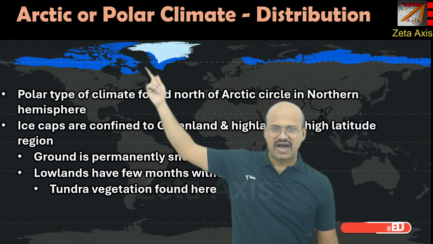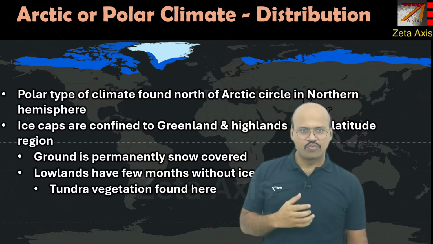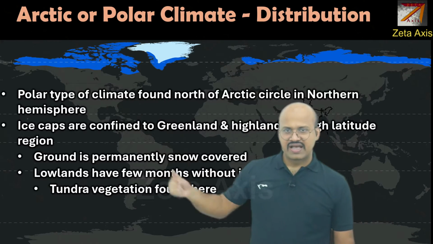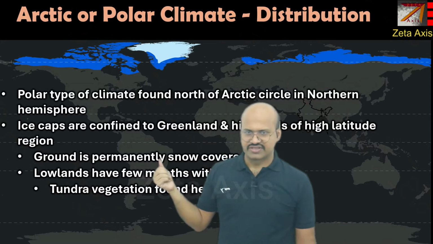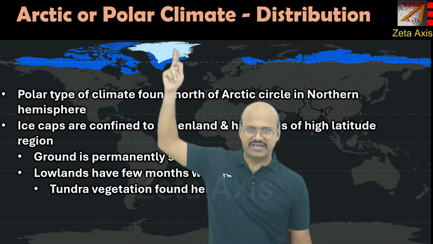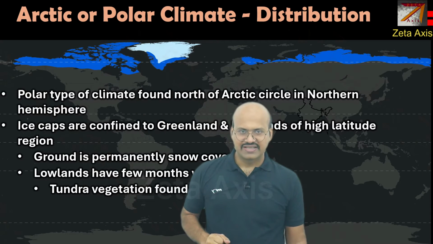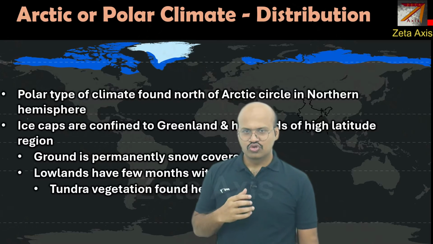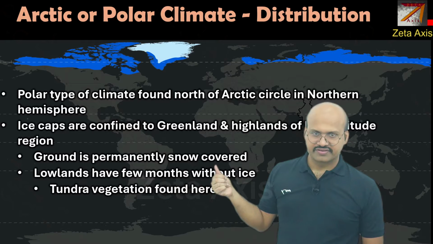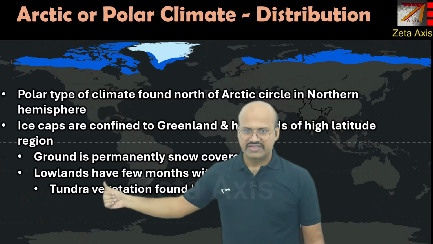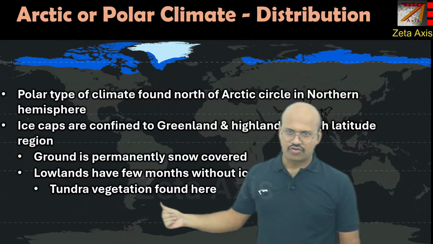The polar type of climate is found north of the Arctic Circle. Remember, there is this Arctic Circle, and generally it is in the north of this Arctic Circle that we have this polar type of climate. Ice caps are confined to Greenland and highlands of high altitude in this region. So we see that these are the ice caps. There are certain regions which have higher mountains, so the ice caps are confined to those regions. Ground is permanently snow covered. Lowlands have few months without ice, and tundra vegetation is found over here.